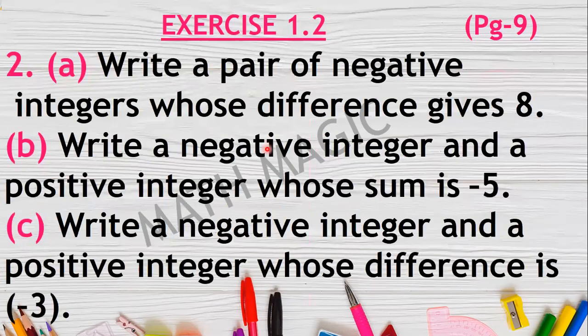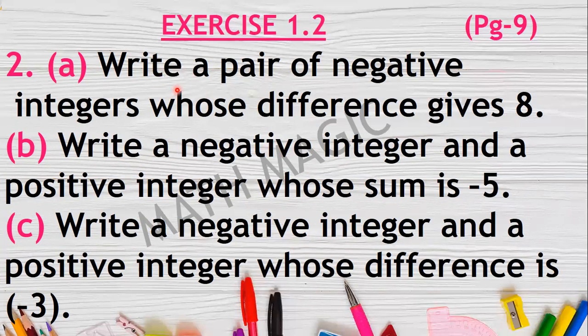Question 2. A. Write a pair of negative integers whose difference gives 8. B. Write a negative integer and a positive integer whose sum is minus 5. C. Write a negative integer and a positive integer whose difference is minus 3.